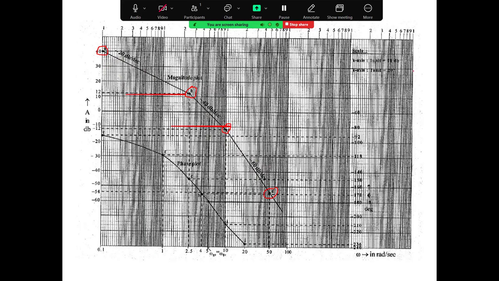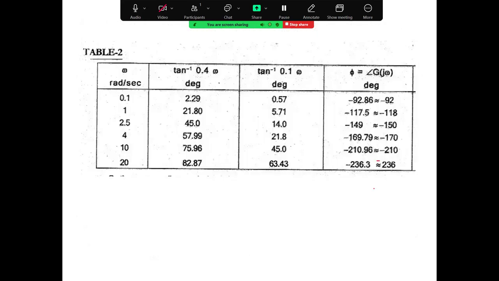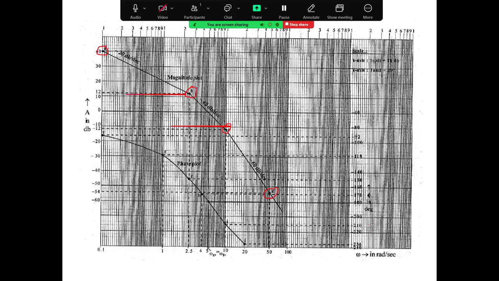Next, in the same graph sheet, again frequencies on the x-axis and phase angles will be taken on the y-axis, on the left side. So it's easy to remember, easy to represent the values. See this, what is the maximum angle you are getting? Minus 240, right? So take the last value itself, minus 240 here.